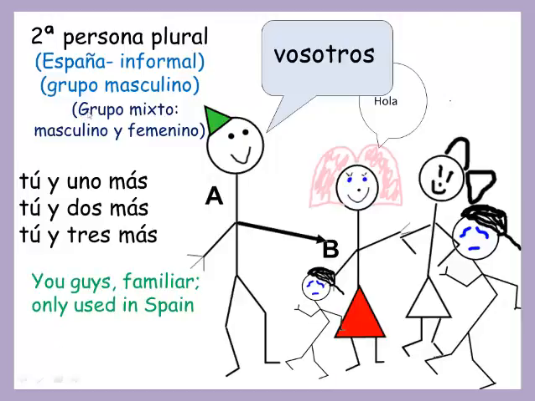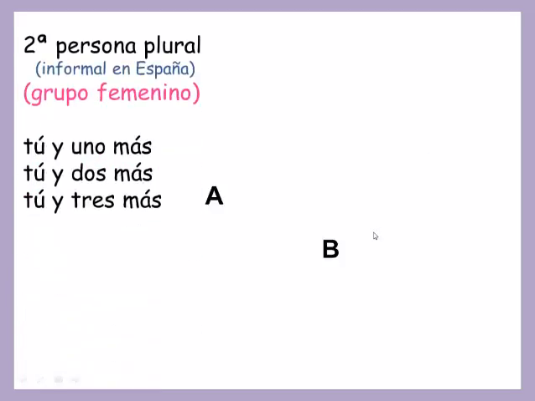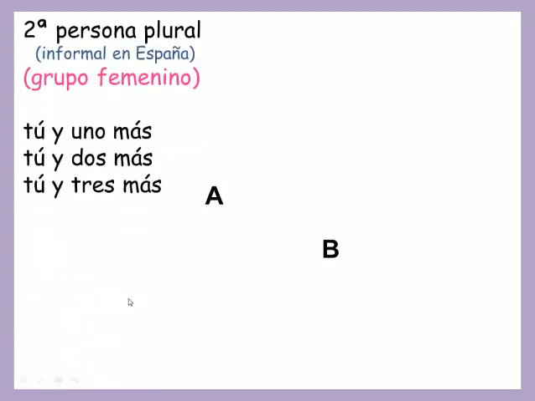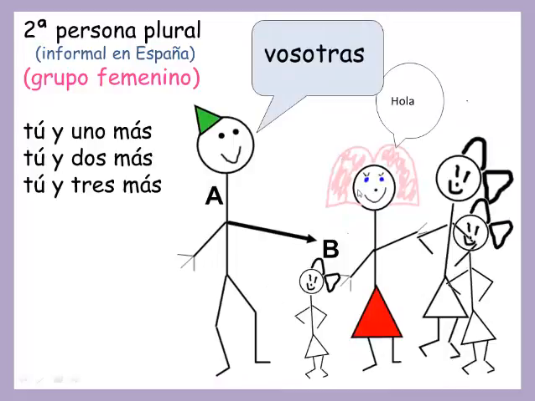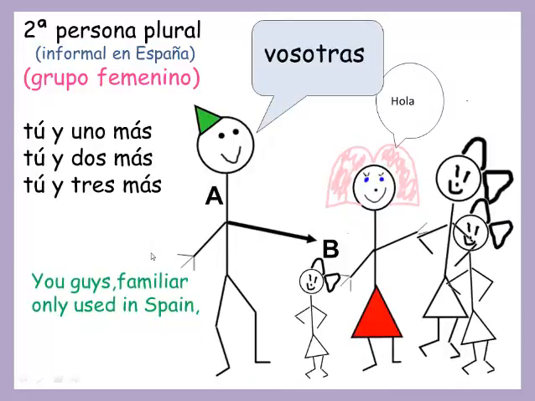Now remember, if you've got a mixed group and you've got one masculine individual in there, you would use the vosotros form. So let's move to the feminine form of the vosotros. So now this would be the vosotras. So I'm talking to you guys, familiar in Spanish, and this is only used in Spain. And then again, if we've got a group of only ladies, we would use the vosotras.